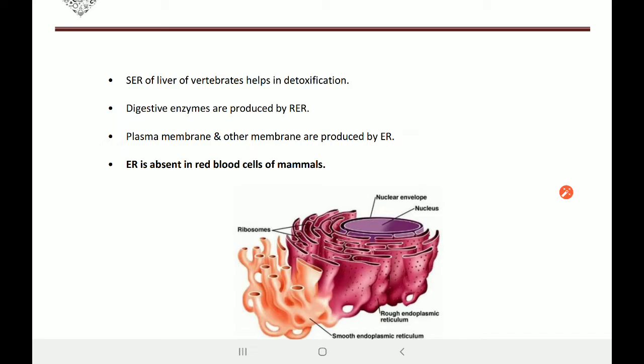Cholesterol and lipid are synthesized by ER. So the formation of plasma membrane and other membranes like organelle membranes is actually done by the ER. This is the responsibility of ER itself. And this is a very important note: ER is absent in the RBCs of a mammal. A mammal's RBC, red blood cells, has no ER in it.